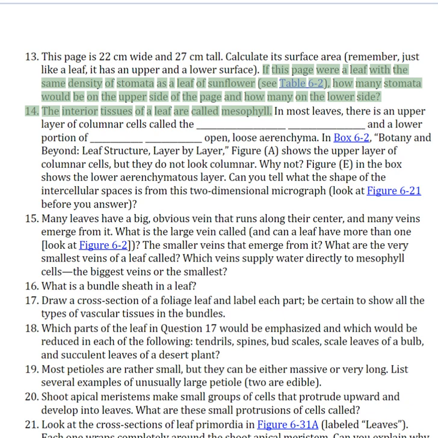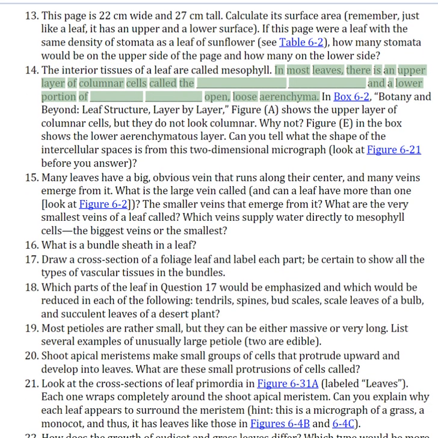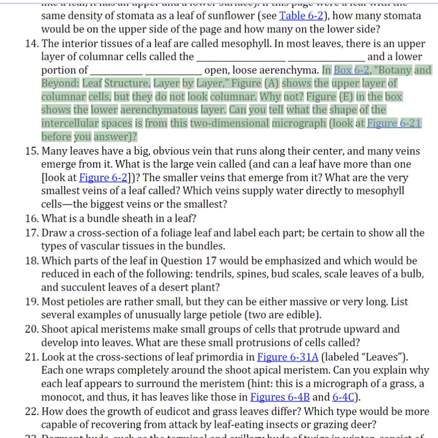14. The interior tissues of a leaf are called mesophyll. In most leaves, there is an upper layer of columnar cells called the ___ and a lower portion of open, loose ___ parenchyma. In box 6-2, Botany and Beyond, Leaf Structure, Layer by Layer, the figure shows the upper layer of columnar cells, but they do not look columnar. Why not? The figure in the box shows the lower parenchymatous layer. Can you tell what the shape of the intercellular spaces is from this 2-dimensional micrograph?